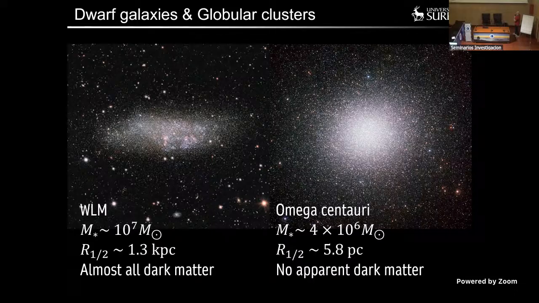And if you look at the ages of the stars in these systems, WLM has been forming stars continuously through to the present day, but its oldest stars are as old as Omega Centauri's. So somehow the universe conspired to make these two very different objects, or was beginning to make these two different objects at the same time. And how could this be?